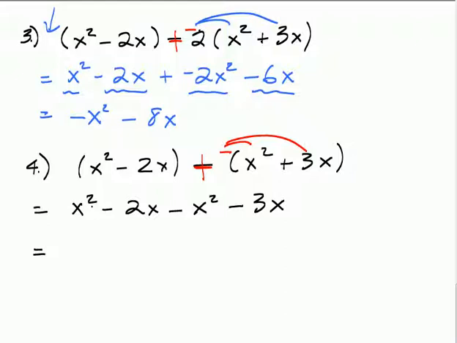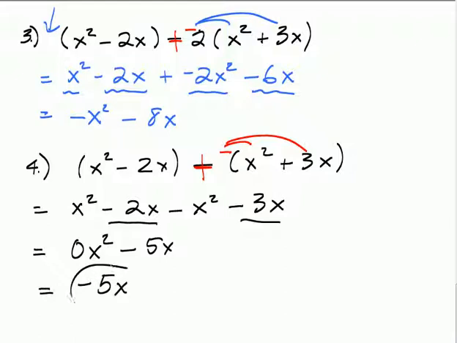The rough patch is over. What do we have left? Ooh, check this out. The x squared, 1x squared minus 1x squared gives us 0x squareds. Negative 2x minus 3x gives us a minus 5x. And let's get even simpler here. That 0x squared, 0 times anything is 0. So we don't have to bother with it, and we can just simplify our answer as negative 5x.